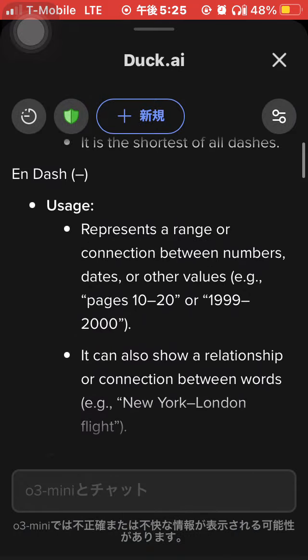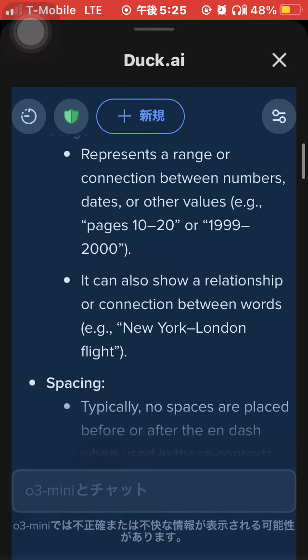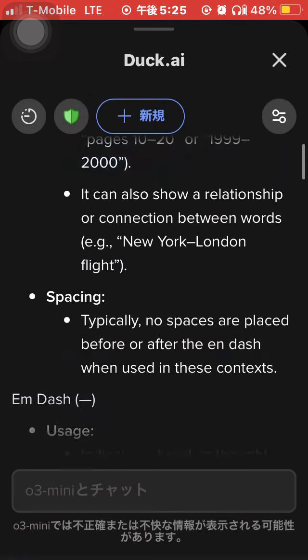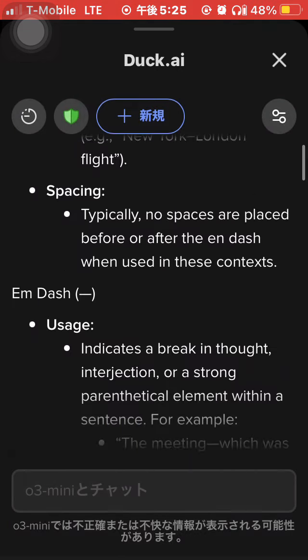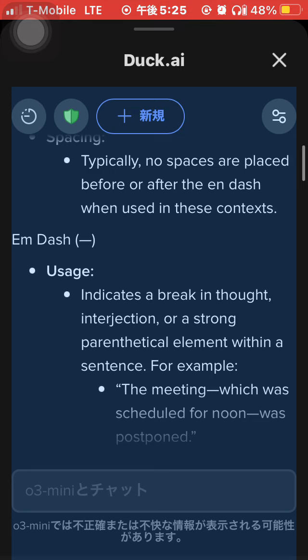En dash. Usage: represents a range or connection between numbers, dates, or other values, for example, pages 10–20 or 1999–2000. It can also show a relationship or connection between words, for example, New York–London flight. Spacing: typically, no spaces are placed before or after the en dash when used in these contexts.